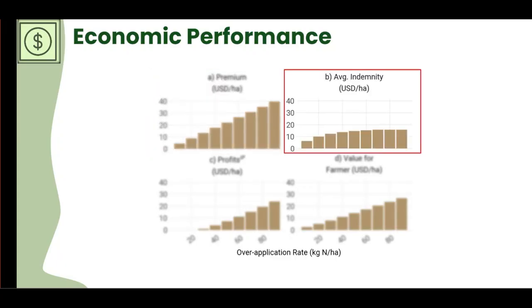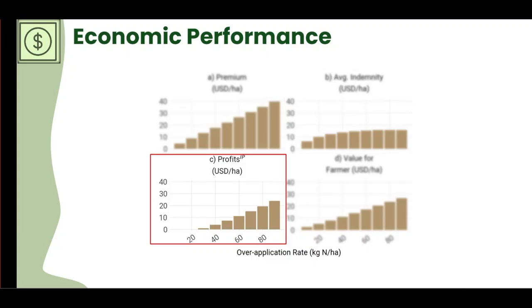The average indemnity increases a little bit at the beginning, but then it reaches a plateau. The reason is that for those farmers that are over-applying, the probability of them making more money than the science-based recommendation is very low. So when they make more money, the probability is lower. When you multiply those two, you get more or less the same number, and that's the plateau.